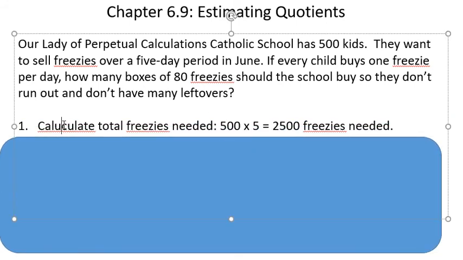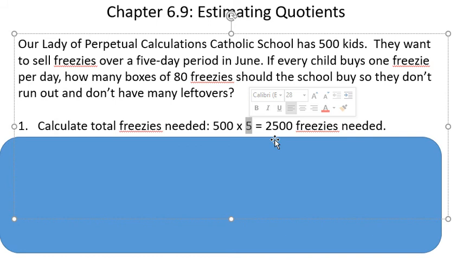First, we're going to calculate the total number of freezies needed. So we're going to go 500 times 5. And we got the 5 because they are selling them over a 5-day period, and they're each going to buy about one. So they need 2,500 freezies. That's how many freezies they need.